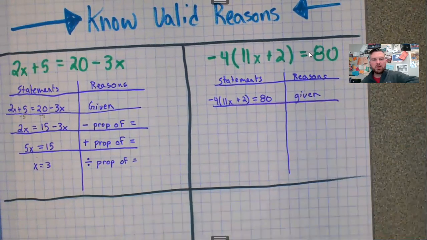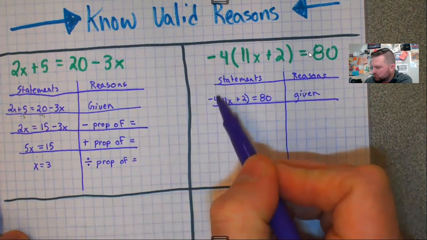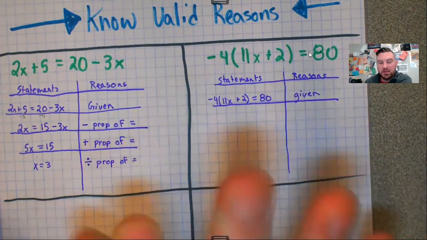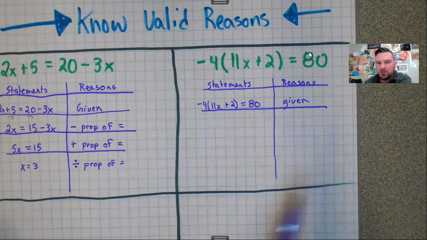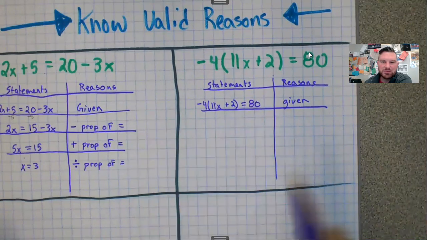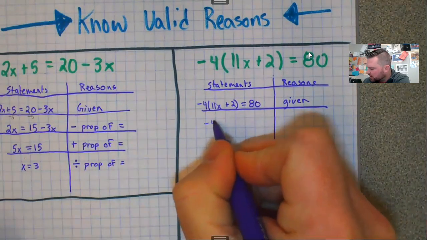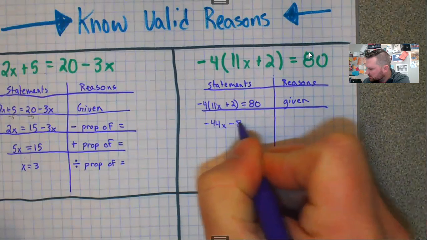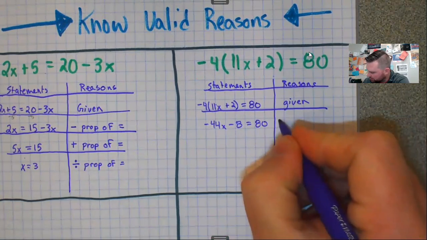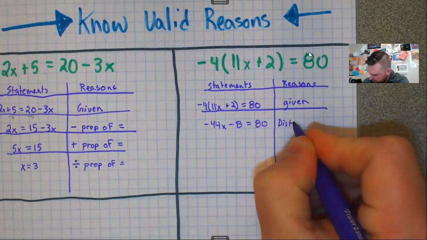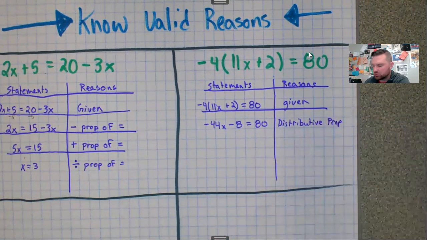All right, so there's a couple ways I can do this one. Some of you might just say distribute that -4 in there, which is fine. That's actually the way we're going to do it. But some of you may notice I could just divide both sides by -4 because the distribution property is the same as dividing. But we're going to distribute the -4. So you get -44x - 8 = 80. And that is the distributive property.